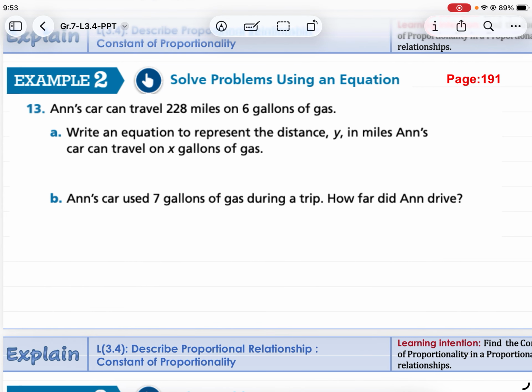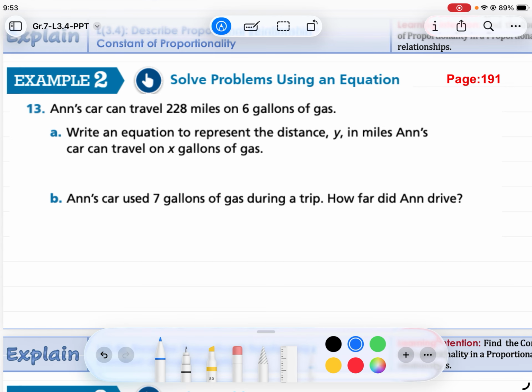So we have Anne's car can travel. Use the CUBES strategy, guys. When you solve any real life problems, you need to box your numbers and underline the keywords. Yeah, it's very important to do that. Okay, so Anne's car travels 228 miles on 6 gallons of gas. So step number 1, they're telling you to write the equation.